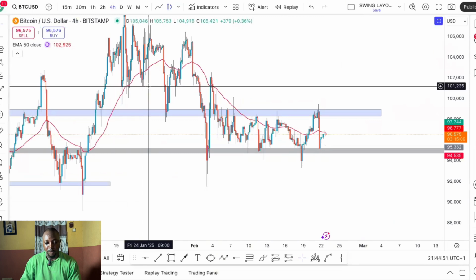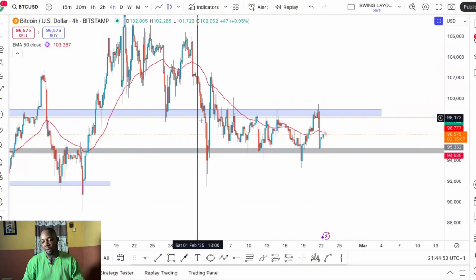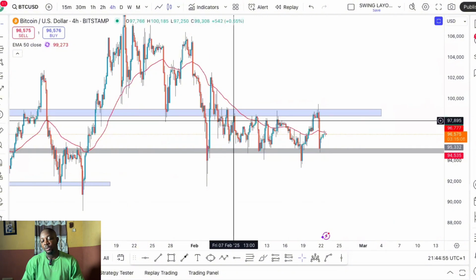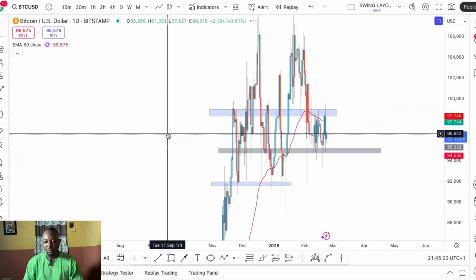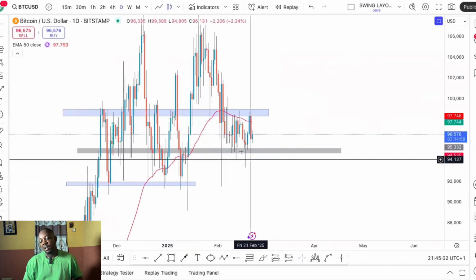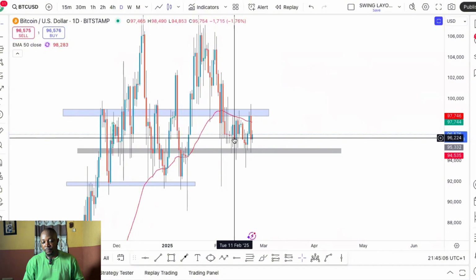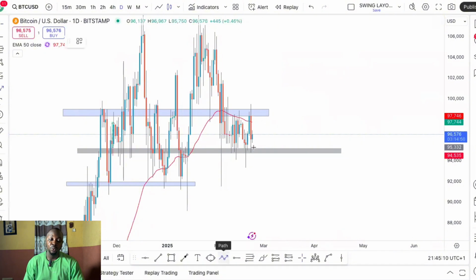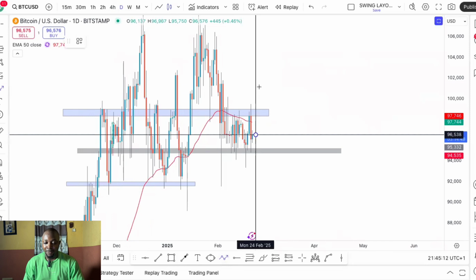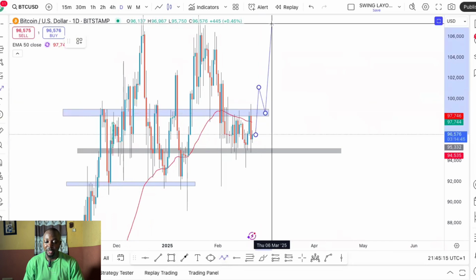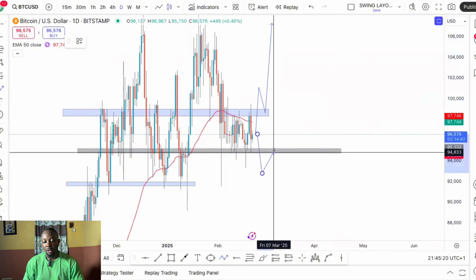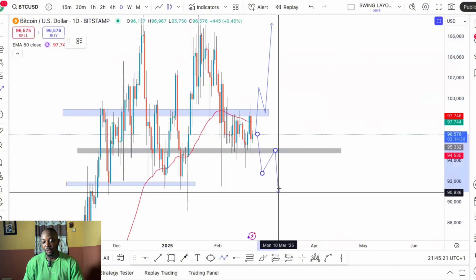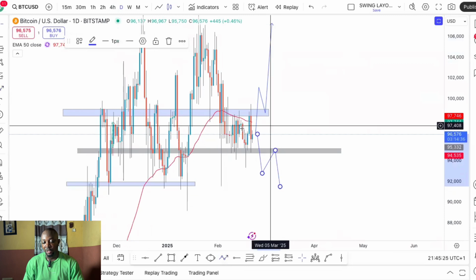Last but not the least on our list is Bitcoin. Bitcoin has been ranging like crazy around this level over here. There have been strong buyers and strong sellers. This is the time that you really just want to keep your money and let the market break out. Either let the market break to the upside, then you can look for opportunities to buy, or let the market break to the downside, you can look for opportunities to sell.